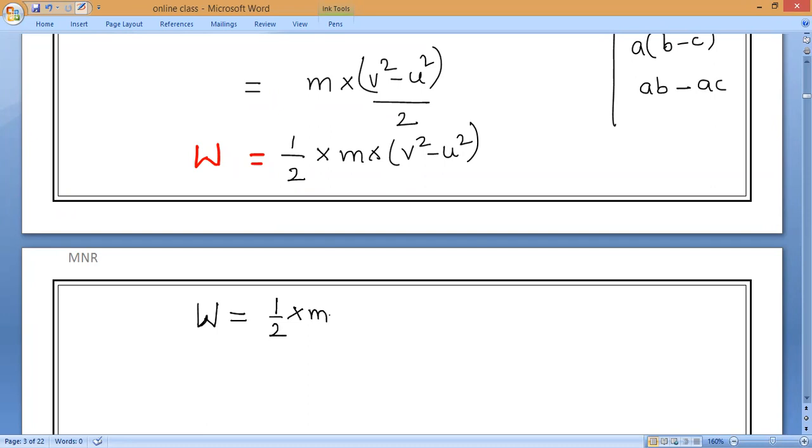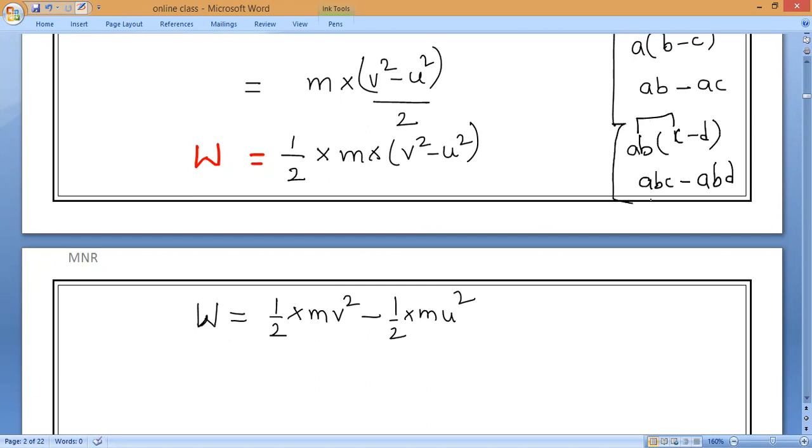v squared minus m u squared, minus 1 by 2 into m into u squared. Is it right or wrong? Yes, sir. If you are getting confused like this, take 1 by 2 as AB. So AB into (C minus D): AB into C, ABC, minus AB into D, ABD. Is it right or wrong, guys?